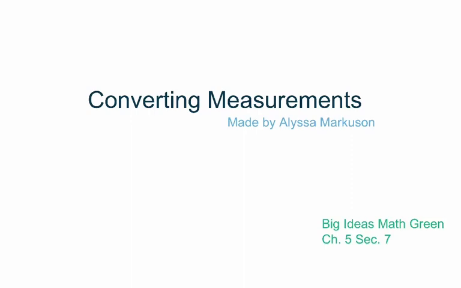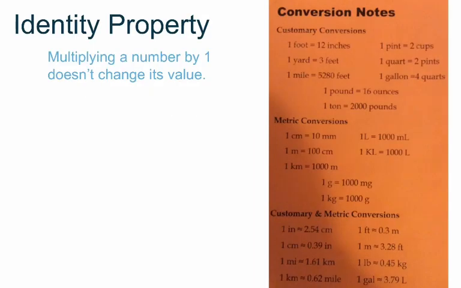Today's lesson is going to be about converting measurements. So the first thing that we have to make sure we remember is our identity property. Now this is something we talked about at the beginning of the year, but as a reminder, the identity property tells us that multiplying a number by 1 doesn't change its value.